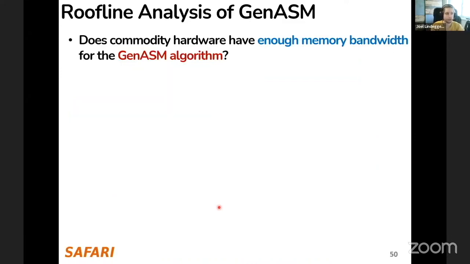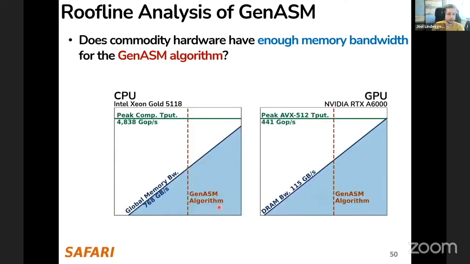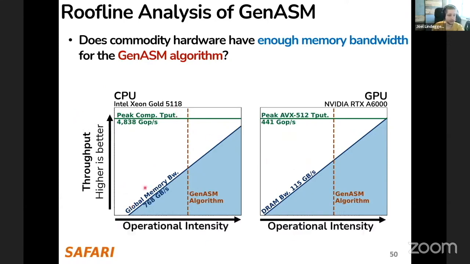We plotted a roofline model. So the first question was, does commodity hardware have enough bandwidth for the GenASM algorithm? The roofline model lets you plot a compute throughput of a given hardware against its memory bandwidth. And then we can, from this chart, look at some interesting insights. The y-axis here plots throughput, higher is better. The x-axis is operational intensity, which is just what we computed off of the GenASM algorithm.